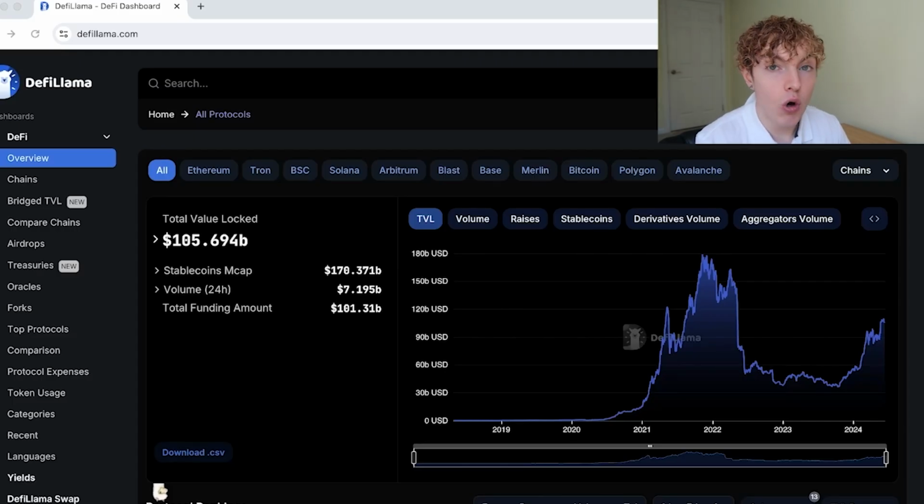Now, here's a high-level overview on how you can find these liquidity as a service opportunities using the software called DeFi Llama.